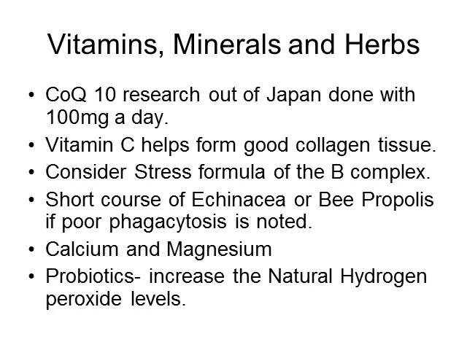A short course of echinacea or bee propolis could be used if you see poor phagocytosis. Phagocytosis is the motion that's inside of the white blood cell. You want to see those tiny little dots dancing around and pulverizing what's inside. If it's just a really slow motion, then you can improve that with a short 10-day course of echinacea and then come off of it. Calcium and magnesium are also helpful, and probiotics help increase the natural hydrogen peroxide levels.